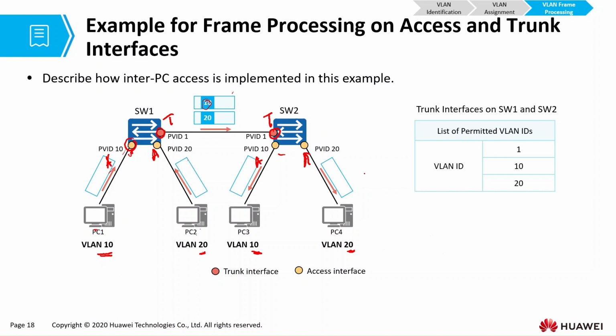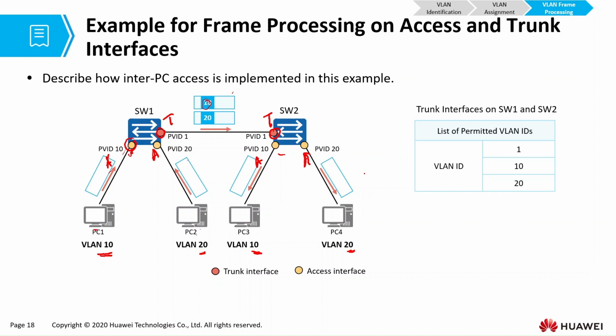Okay, until switch 2, now I am the trunk interface. I receive the frames with a tag. So what happens with the tag? I check whether they are allowed to pass or not. Checking here, 10 and 20 are allowed to pass, right? So I forward to the corresponding interface here. Now I am the access interface. Whenever I am the access interface, I check whether the PVID is the same as mine or not. Now I receive frames with tag 10 and 20. 10 is the same as my PVID, so I remove it and forward to PC3.